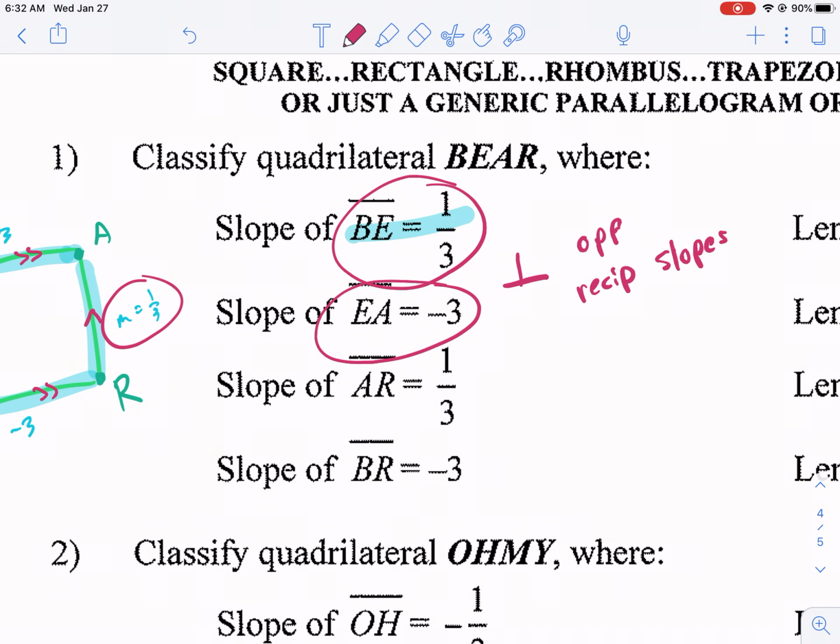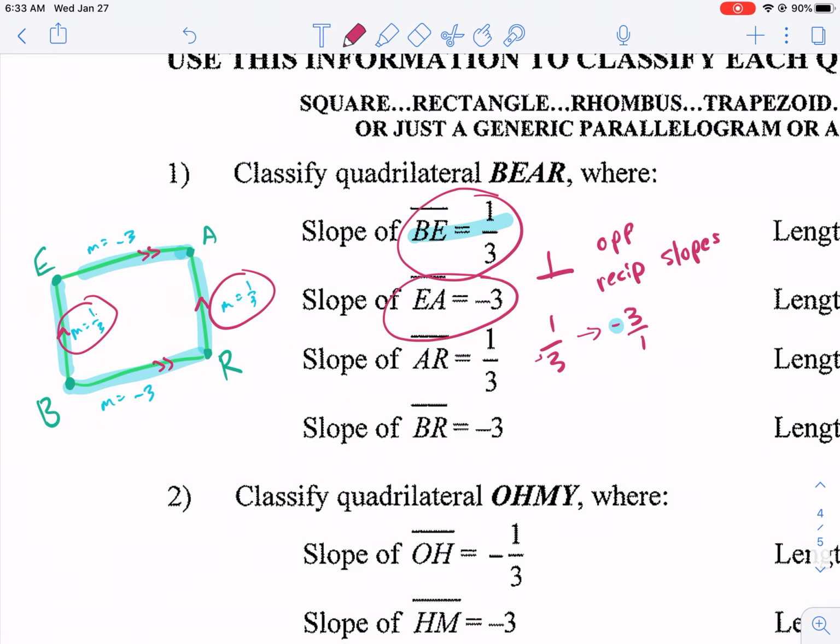Okay, one is 1/3, the other is negative 3/1. It went from positive to negative, and then we flipped the top and the bottom, the reciprocal, to get opposite reciprocal slopes. Therefore, these are perpendicular. You can see that that's the case for all of these. So now we know it's at least a rectangle, okay?